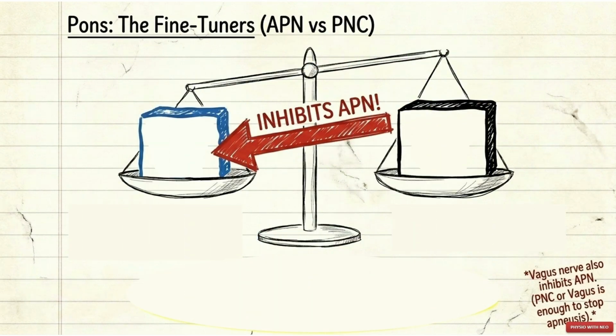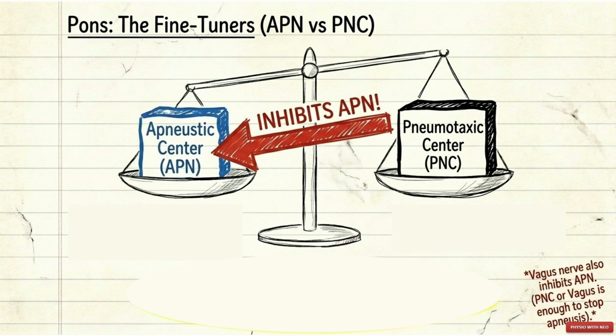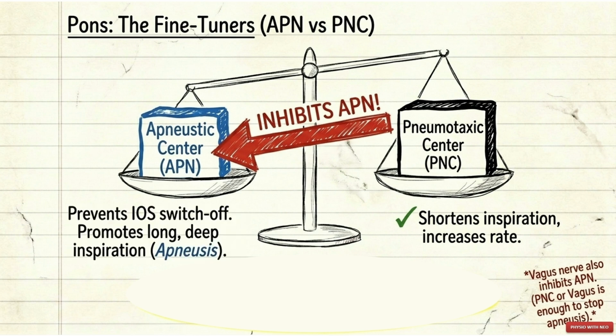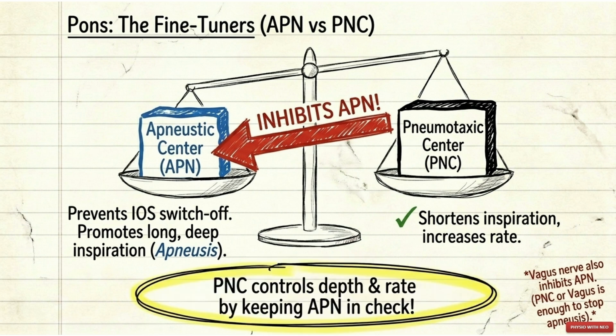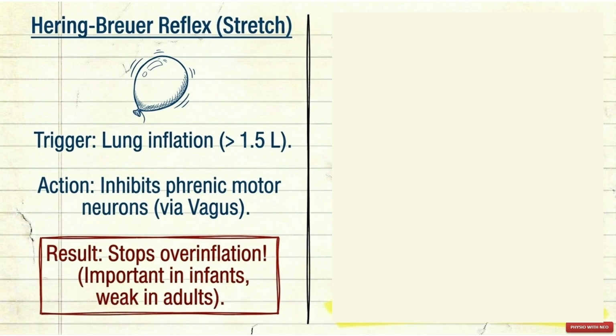The two regulatory centers present in the pons, that is the Apneustic Center and the Pneumotaxic Center, act like fine tuners. Remember, the Pneumotaxic Center acts like a brake and the Apneustic Center acts like an accelerator. The Pneumotaxic Center always inhibits the Apneustic Center, and thus it shortens inspiration and increases the rate of respiration. Whereas the Apneustic Center acts like an accelerator: it prevents the inspiratory off switch neurons and always promotes long deep inspiration, that is apneusis. Thus, the Pneumotaxic Center controls the depth as well as the rate of respiration by keeping the Apneustic Center in check.